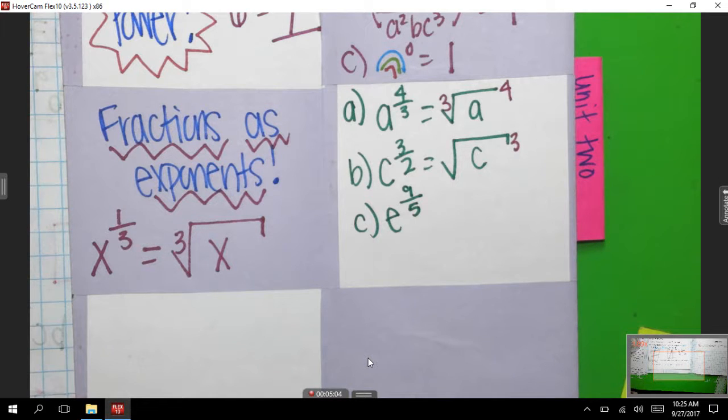e to the 9/5. Use O next time. Okay. I mean, we haven't used it at all. It's because it looks like a 0 and I don't like to use it.